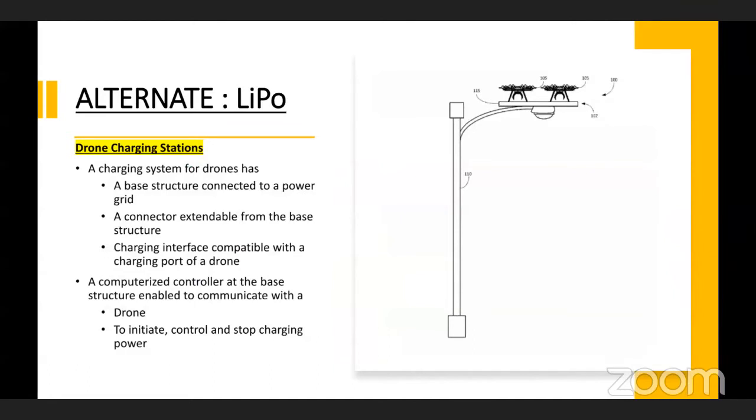Apart from this, these are the various drone charging stations which you will find in the US and in other European countries, where the base structure connects to the power grid and there is a connector which extends from the base structure. There is a charging interface which is compatible with the charging port of the drone. The drone sits over these stations and gets power. So by doing this, the drone doesn't have to come back to the earth station. These are also under research, and a lot of papers and a lot of research is going on as far as these drone stations are concerned.